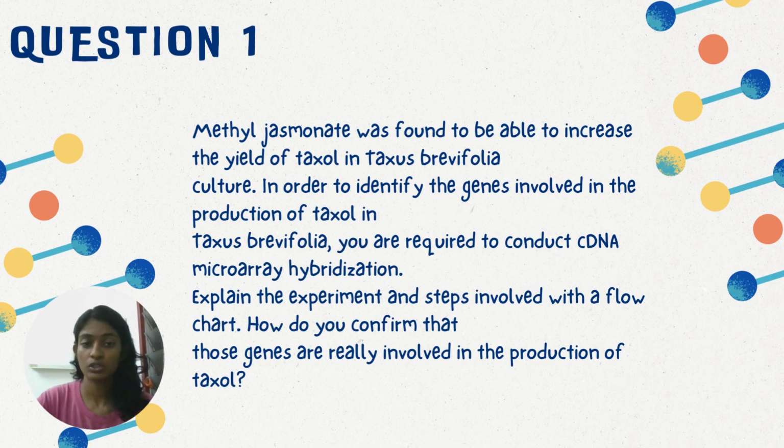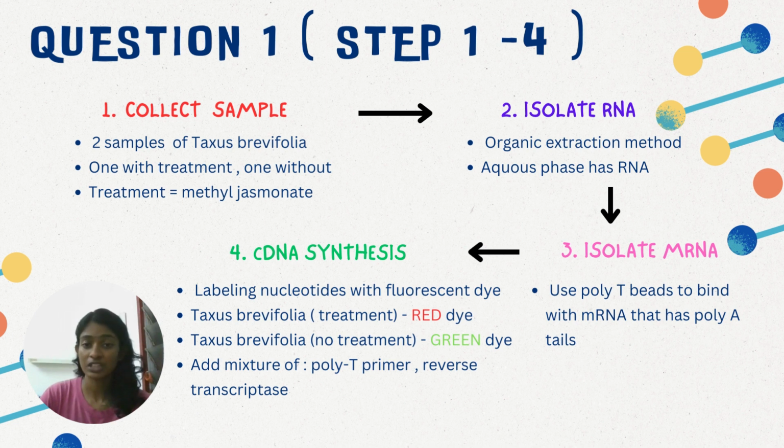For the first question, we need to do cDNA microarray hybridization to identify the genes involved in the production of taxol in Taxus brevifolia. The steps involved in the experiment will be explained in the next slide. The first step is to collect samples, which is two samples of Taxus brevifolia, one with treatment, which is methyl jasmonate, and one without treatment.